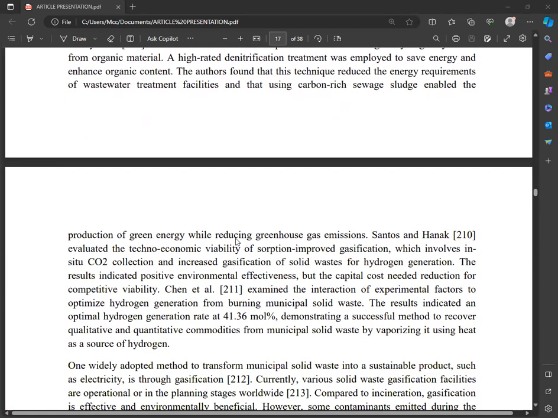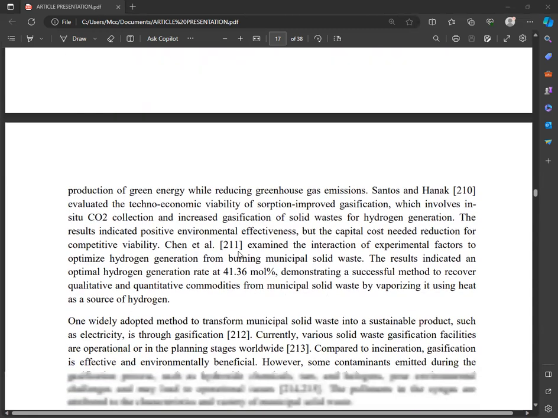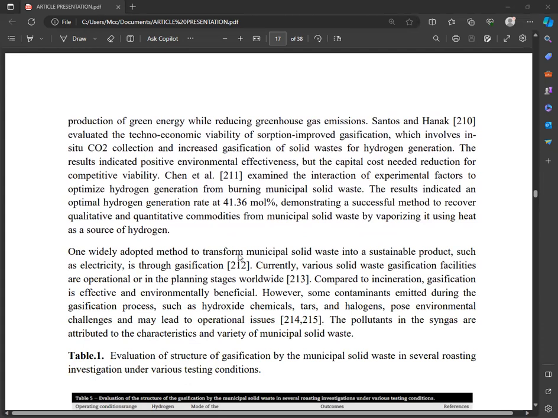He tells that production of green energy while reducing greenhouse gas emission is a promising effect nowadays. One widely adopted method for transforming municipal solid waste into a sustainable product like electricity or hydrogen is through gasification. Various solid waste gasification facilities are operational nowadays, and others are in planning stages on a world level.